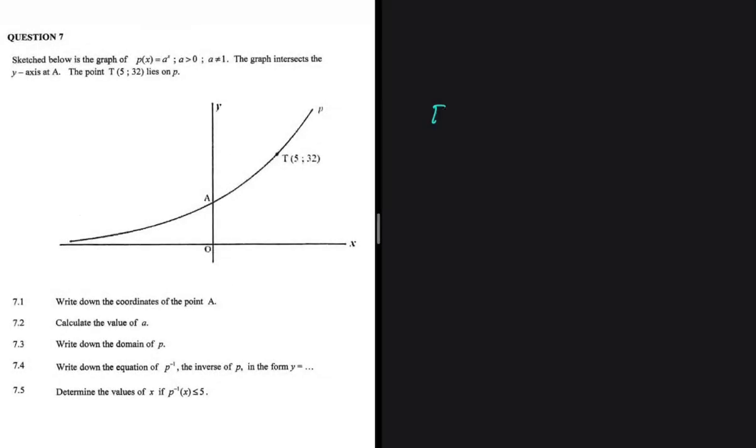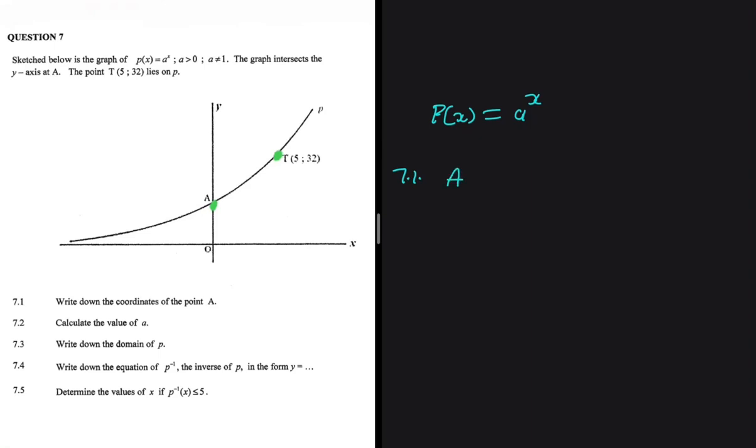We have a function p of x which is equal to a to the power x, and then on our graph we have the point A which is our y-intercept, and then some point T lying in the first quadrant, as you can see. And then the first question, 7.1, is saying let's find the coordinates of point A, right? So we've already established that point A is our y-intercept.